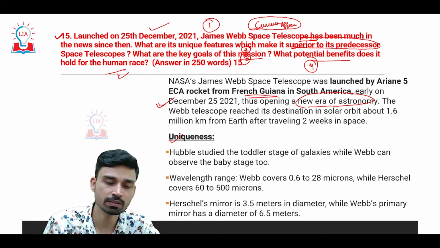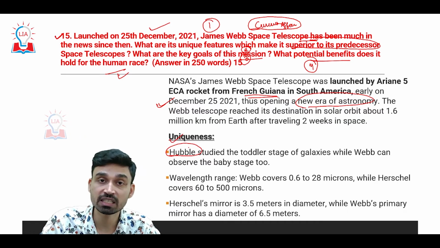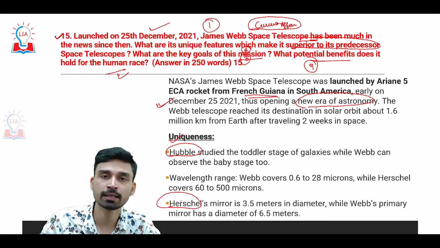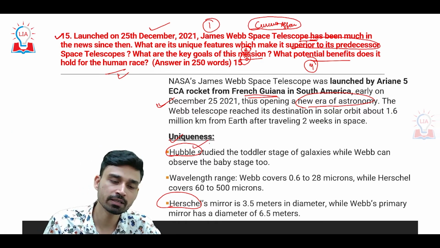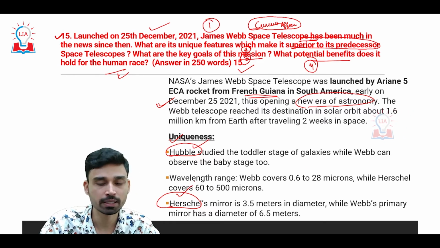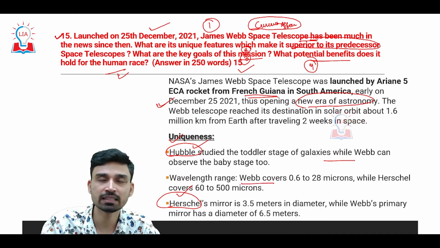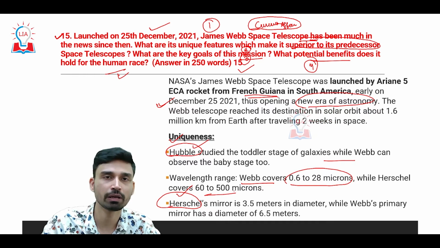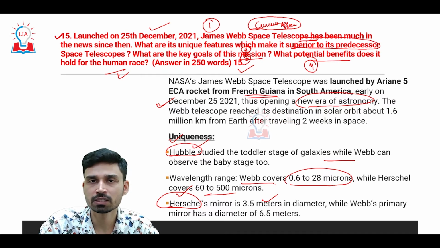So you can compare the James Webb Space Telescope with the Hubble Space Telescope, that was its most worthy predecessor, we can say. And also you can try to compare it with the Herschel telescope, the second important telescope. So by comparing the Hubble Space Telescope, the James Webb Space Telescope, and the Herschel Space Telescope, you can write a good answer about its uniqueness. The important points can be seen clearly here. The major difference lies in the wavelength range: Webb covers 0.6 to 28 micron, Herschel covers 60 to 500 micron. Similarly, the mirror diameter is also much larger in the James Webb Space Telescope.